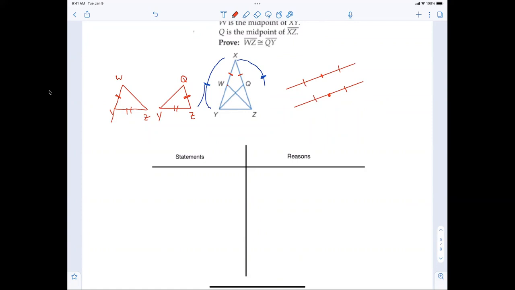Come on now, I need somebody with good eyes to be able to see this one. What else is true? Someone else. All right, Katie, tell me why. Right, these two angles are equal. Why are those two angles equal? Yeah, base angles of an isosceles triangle are congruent.